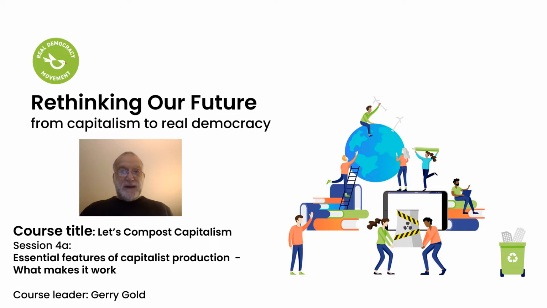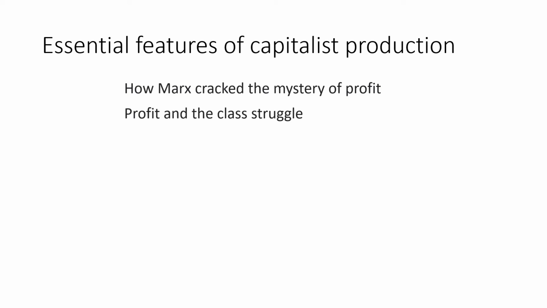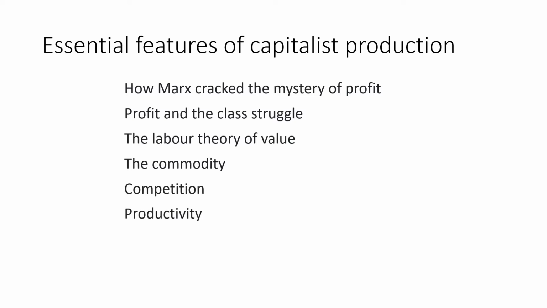In this session we'll be looking at how capitalist production sets about making a profit. We'll look briefly at how Marx cracked that mystery, how the drive for profit affects the class struggle and vice versa, what's meant by the labour theory of value. We'll unpick the commodity and how competition drives productivity and growth, and we'll look briefly at accumulation and debt. It's an awful lot to cover, but hopefully it'll give you a start.